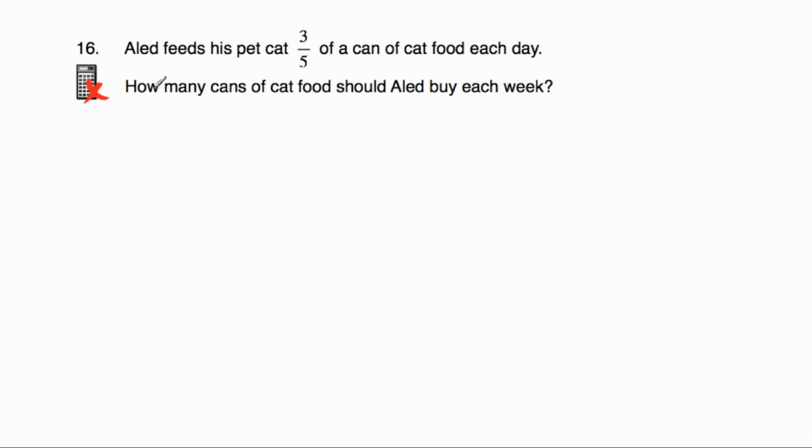Question number 16 says, Aleb feeds his pet cat 3/5 of a can of cat food each day. How many cans of cat food should Aleb buy each week? So each day the cat eats 3/5 of a can of cat food. And we need to multiply that by 7 because there's 7 days in a week. So 7 is the same as 7 over 1. So 3 times 7 is equal to 21, and 5 times 1 is equal to 5. So that's equal to 21/5.